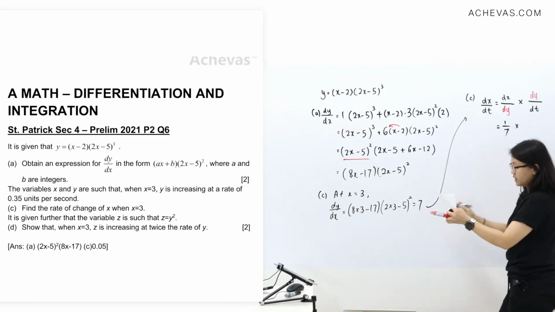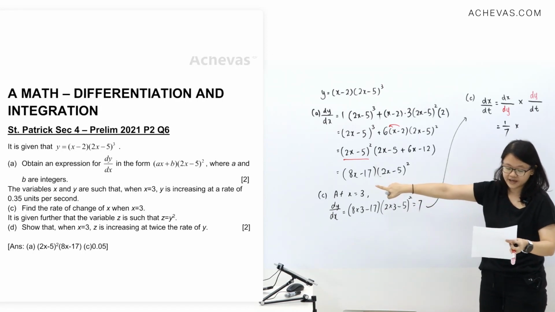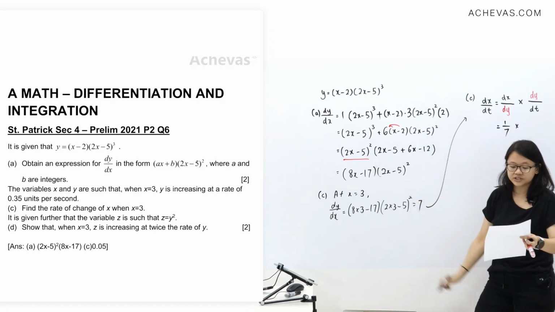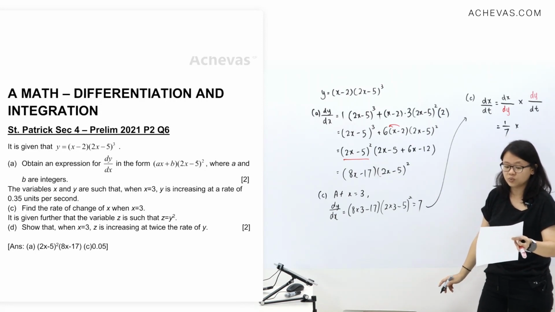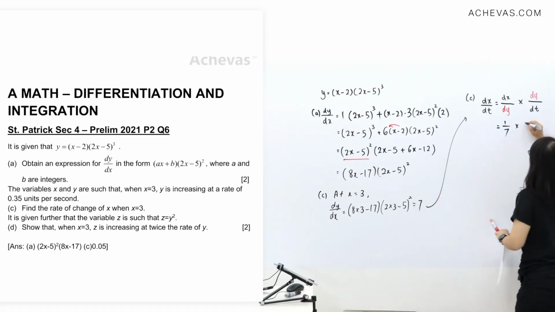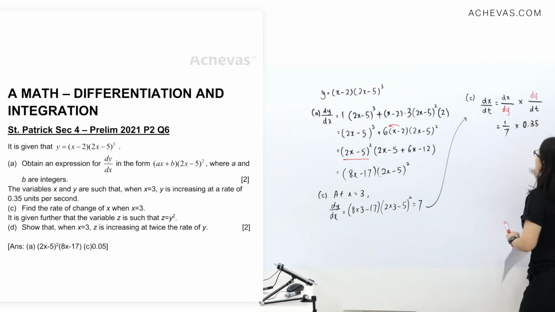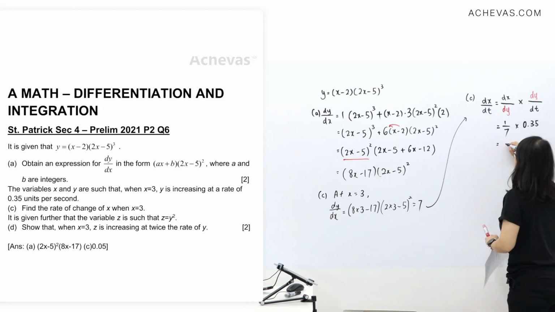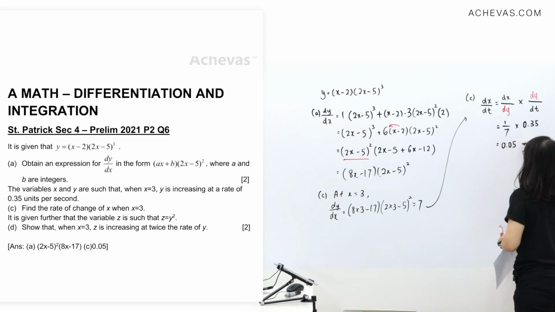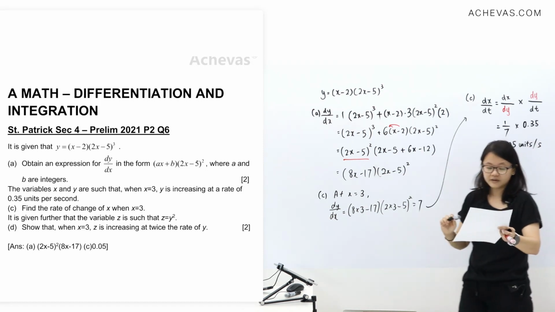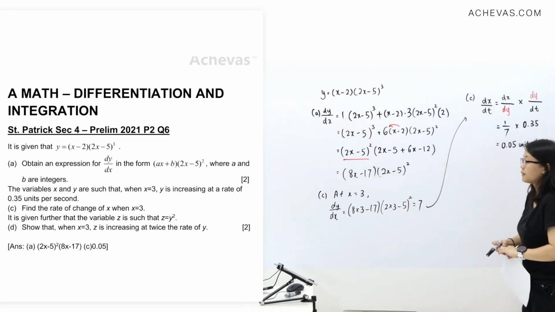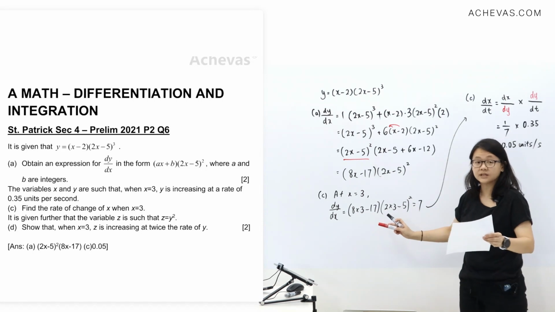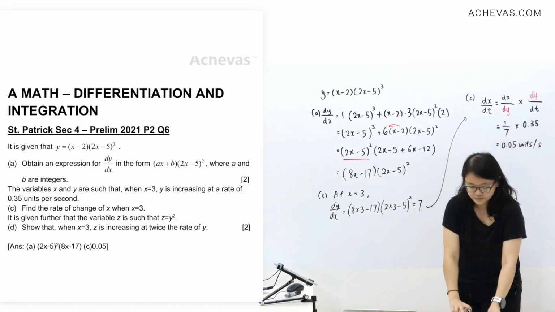And this value of dy/dt is given in the question, 0.35, which is y is increasing at the rate. So that's the value of dy/dt. Let's put it here. So we will get the answer as 0.05 units per second. Okay, so part C is done. I'm going to erase this part to do the next part, which is part D.